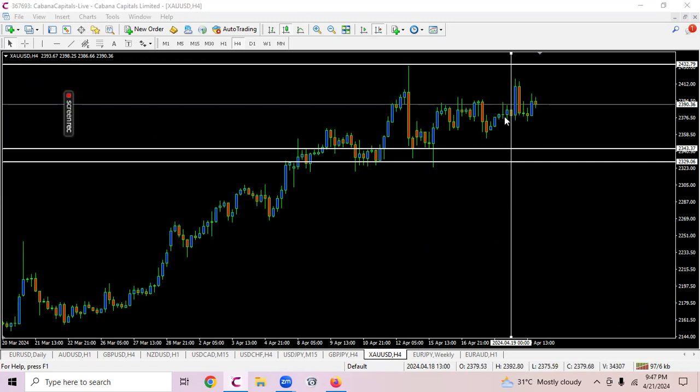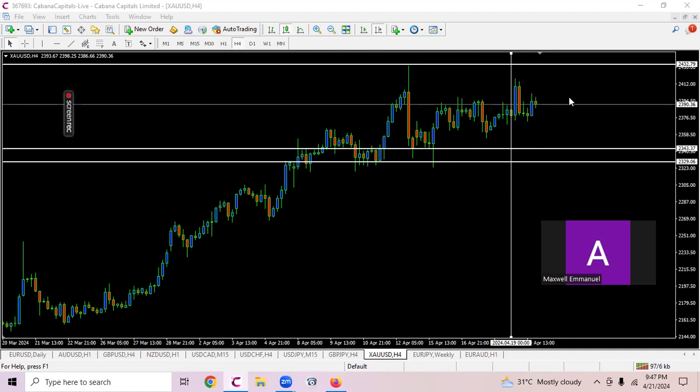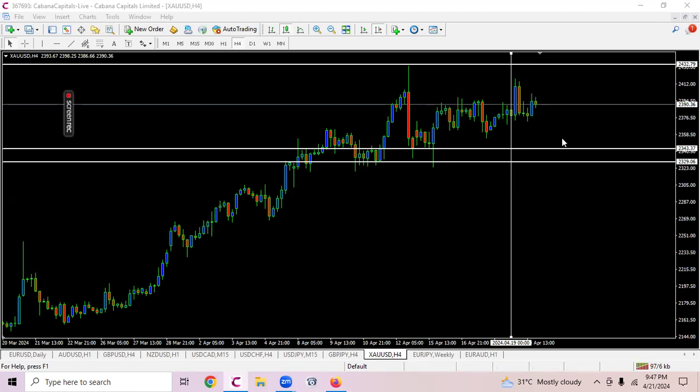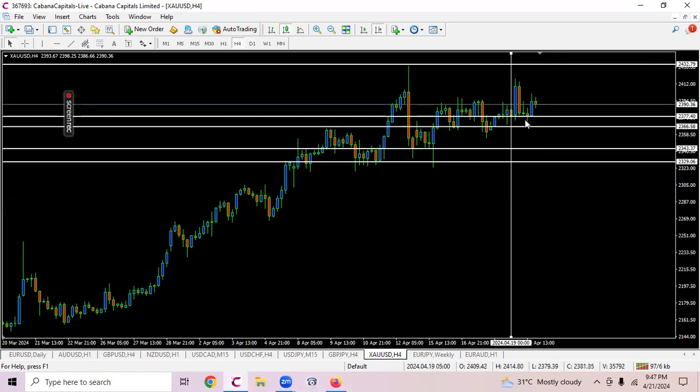At this point, you can see we had a support. Can you see that? We had a support at this point, right? It was a support. If you go back here, you would see it was also a support. So what happened when price tested that support? You can see there was a strong rejection from that support.